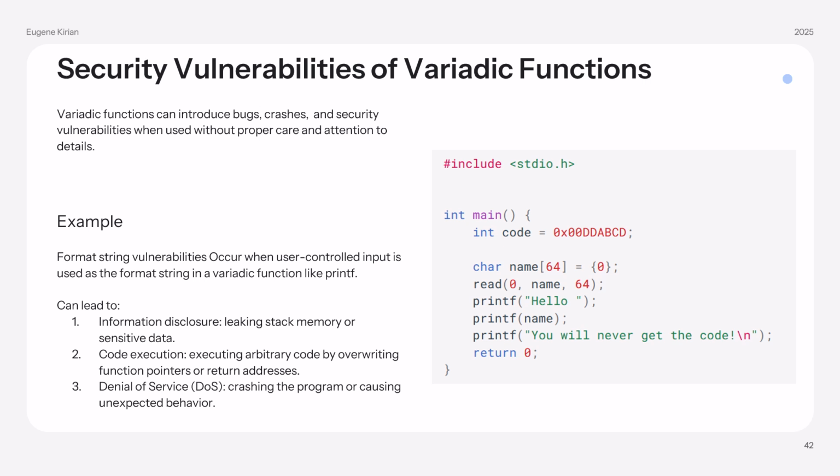One classic example is format string vulnerabilities, which occur when user-controlled input is used as the format string in a variadic function like printf. This can lead to disastrous consequences, including information disclosure. Sensitive data or stack memory can be leaked, compromising confidentiality. Code execution. Attackers can execute arbitrary code by overwriting function parameters or return addresses, taking control of your system. Denial of service. The program can crash or behave unexpectedly, causing downtime and disruptions. The takeaways. Variadic functions require attention to detail and careful handling to avoid these security pitfalls.